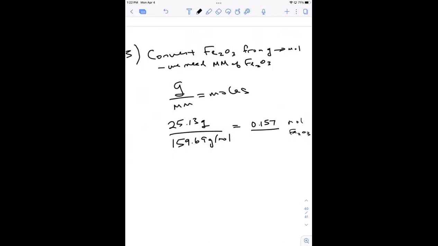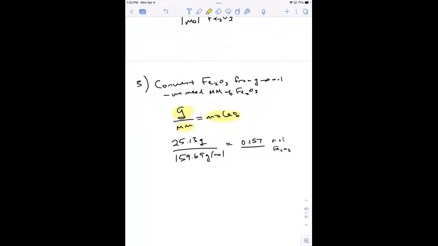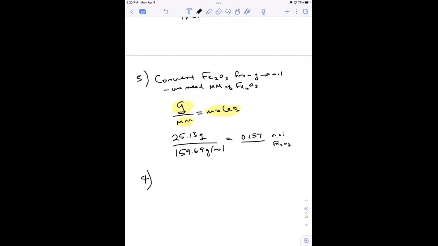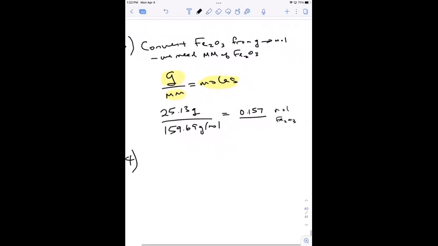Right. This is indispensable right here. That relationship. Because if you got any of the two, you can solve for the third. So we've done that. So now we know our relationship between iron 3 oxide and CO, so we can exploit that now. So we're going to convert moles of iron 3 oxide into moles of CO.